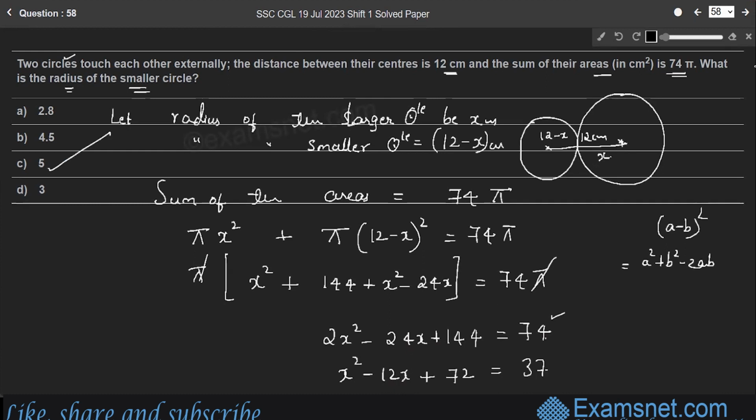Therefore, the radius of the larger circle becomes 7, right? So the smaller circle's radius becomes 5. Therefore, the total distance becomes 7 plus 5, which is 12 centimeter. Right? Therefore, option C is the right answer.